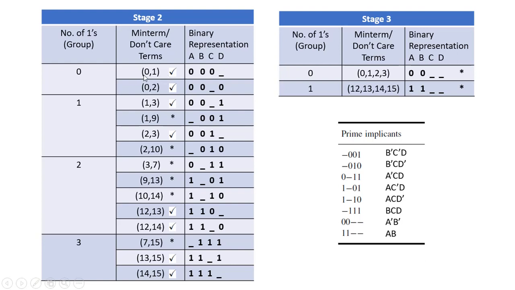Then this 0 1 is compared with 1 9, so it is also not possible. Then this 0 1 is compared with 2 3, so 0 0, this dash, this dash dash, then 0 1, so there is only one bit difference, so we will take 0 1 and this 2 3. So 0 1 2 3, 0 0, this one bit difference, 0 and 1, is represented by a dash, and this dash is kept as it is.